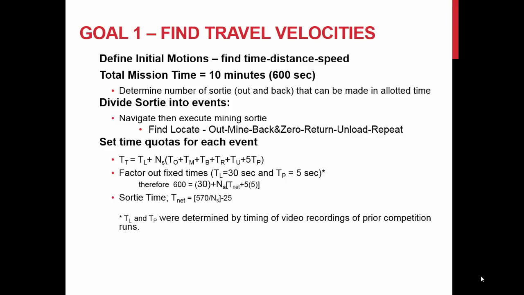So we take a look at the total amount of time we have available to us. We can break that up into time elements, which we can see here for the set time quotas for each event. That is, we're going to track how much time it takes us to go out, mine, come back, and then zero up to home and return, unload, and then repeat.